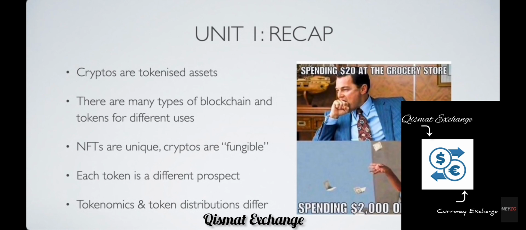Let's recap Unit 1 though. Cryptos are tokenized assets. That's all they are. They represent value and they are a digital representation of that. There are many types of blockchain and tokens for different uses. NFTs are unique and not fungible. Cryptos are fungible. Each and every token, each and every project is very different. The tokenomics are different, so we have to know them before we start getting invested.